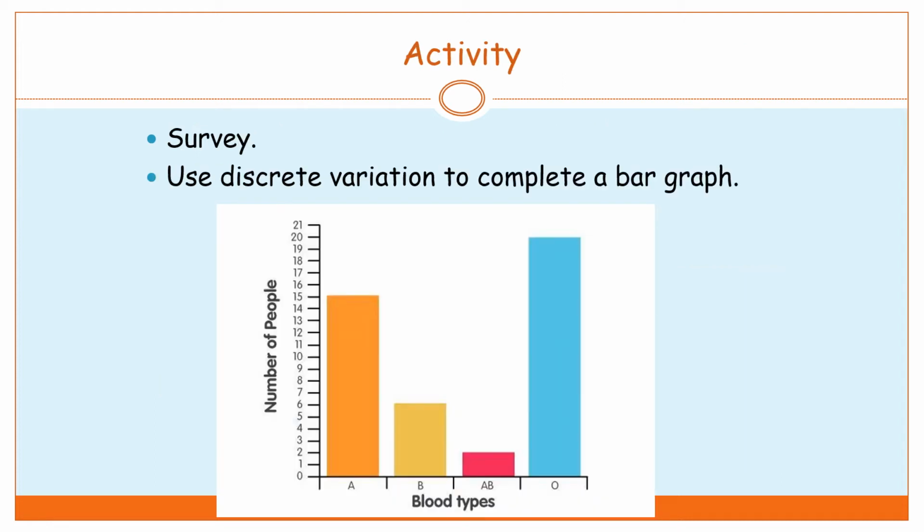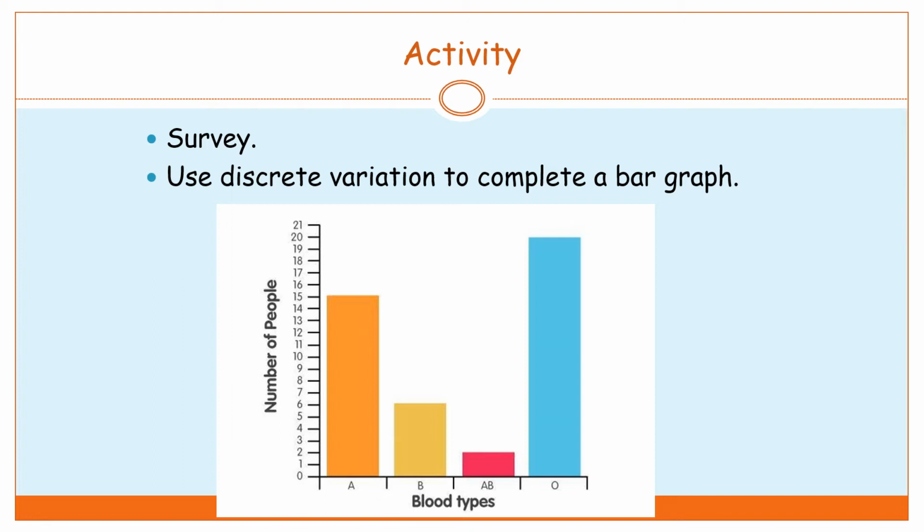Now in class we'd usually take a survey of the different types of discrete variation, so we'd see who could roll their tongue and who can't roll their tongue, who had different blood groups, who had attached earlobes, who doesn't have attached earlobes, and so forth. And then we would use this data, or you get given data to create a bar chart with.